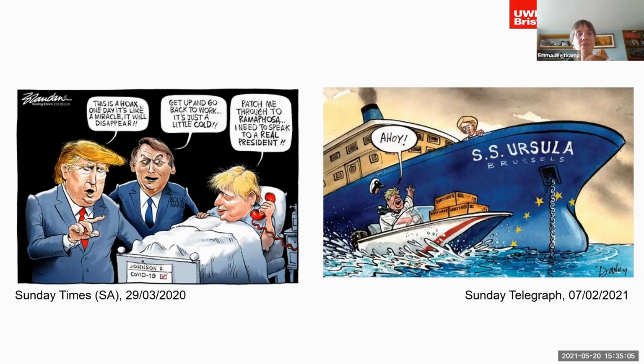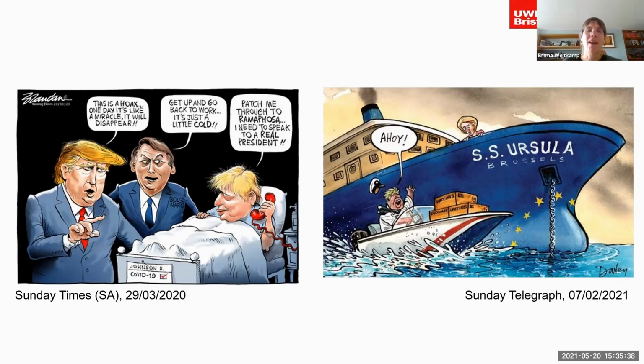So here we have an example of how through criticism of others, your local politicians are presented in a slightly more positive light. I also thought it was interesting that Johnson and Bolsonaro have labels and Donald Trump doesn't, suggesting who's got wider visibility on the global stage. Not surprising, but interesting.